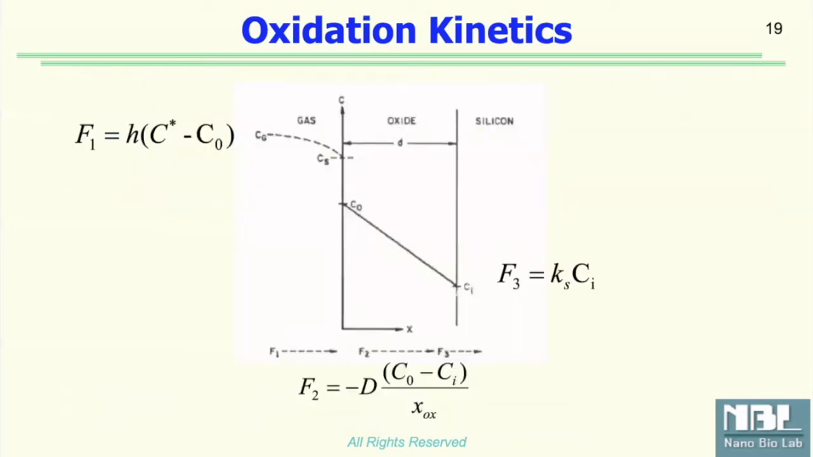Now, they all three have different dependencies. The F1 is simply dependent on what is the surface concentration and how fast it is interacting. Number two depends on the diffusion coefficient, hence the D there. And number three is nothing but the rate of reaction at that interface.